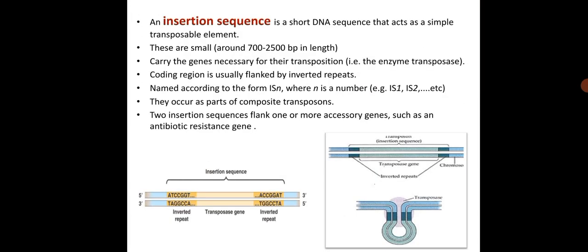An insertion sequence is a short DNA sequence that acts as a simple transposable element. They are small and carry the genes necessary for their transposition. The coding region is usually flanked with inverted repeats, named according to the form ISN, where N is the number. They occur as parts of composite transposons, where two insertion sequences flank one or more accessory genes, such as an antibiotic resistance gene.